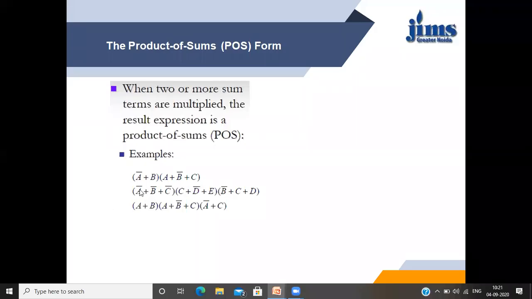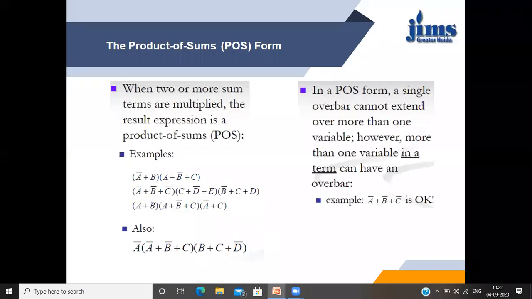We can look into the next example: A bar or B bar or C bar. This is again a sum term. Then C bar plus D bar plus E, again a sum term. Then B bar plus C plus D, again a sum term. All three sum terms are multiplied, which results in a product of sum. Also it can be like this: A bar, A bar plus B bar plus C, and B plus C plus D bar. So in the general form, a sum term may be a single variable, or it may have all input variables.